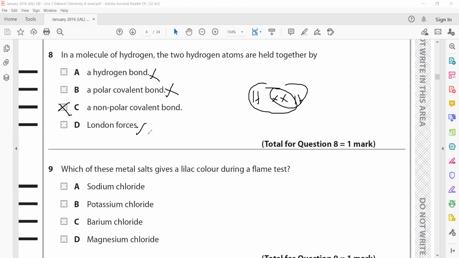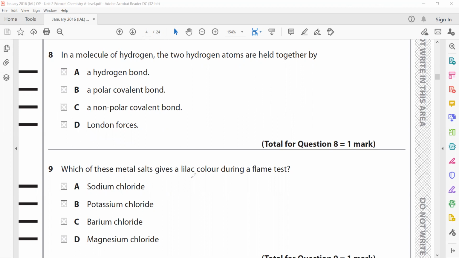It's not London forces, because these are intermolecular forces. But the question is asking about intramolecular, because in a molecule of hydrogen, 2 hydrogen atoms are held together. That's an intramolecular force. So intramolecular can be an electrostatic force of attraction between the charges, between the positive ion and electron, and between the nucleus and the shared pair of electrons.